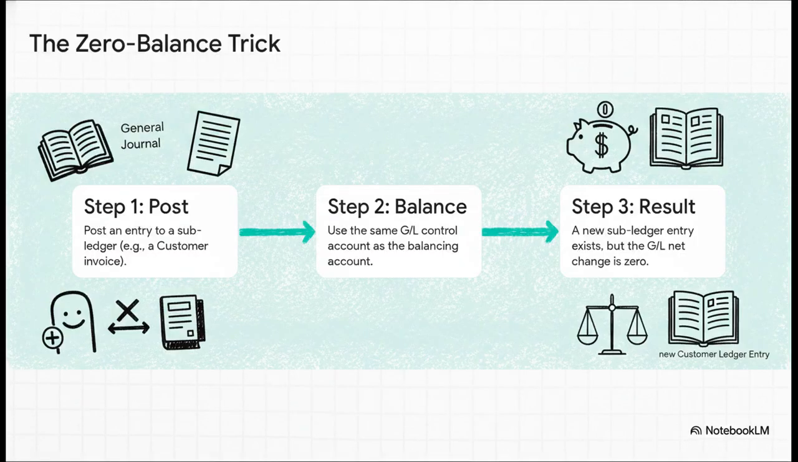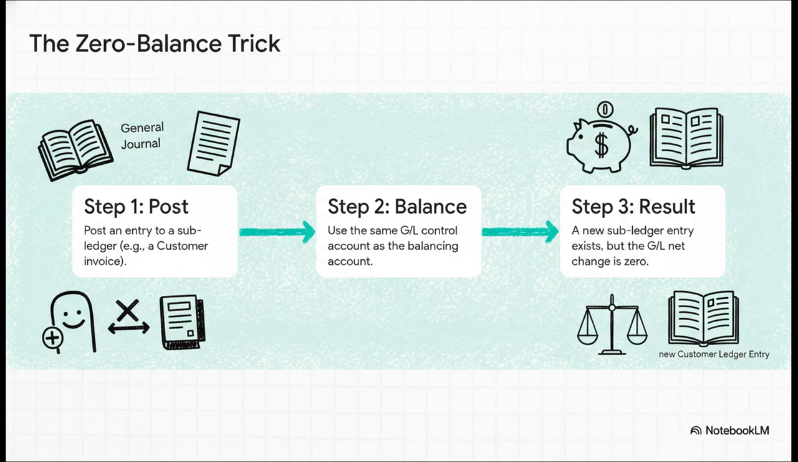So how does this little magic trick actually work? It's pretty cool. In a general journal, you'll post an invoice to, say, a customer account. But here's the secret sauce. For the balancing account, you pick the exact same GL account that the customer's subledger is tied to, so your main account's receivable account. What happens? A debit and a credit hit the same GL account and poof, they just cancel each other out. The general ledger balance doesn't move a penny, but a brand new open customer ledger entry gets created.